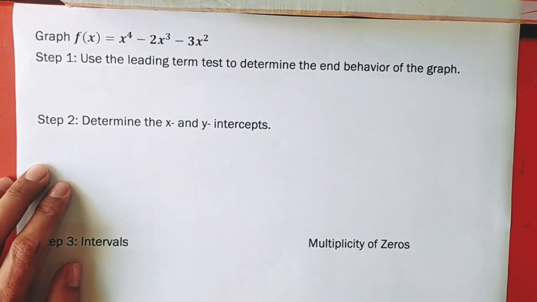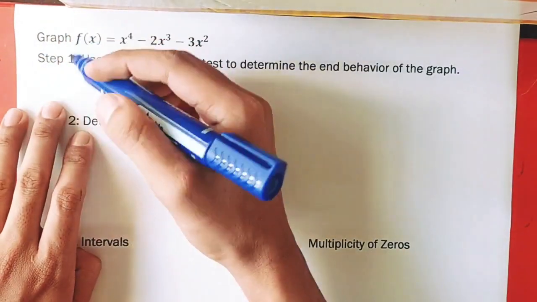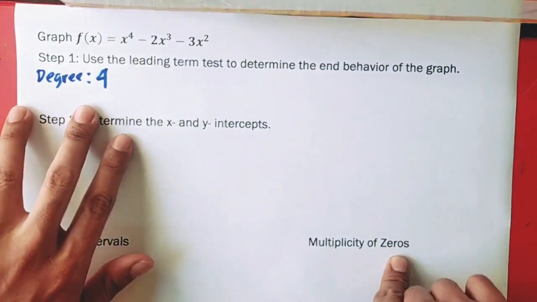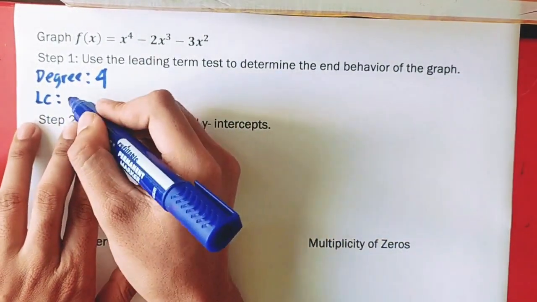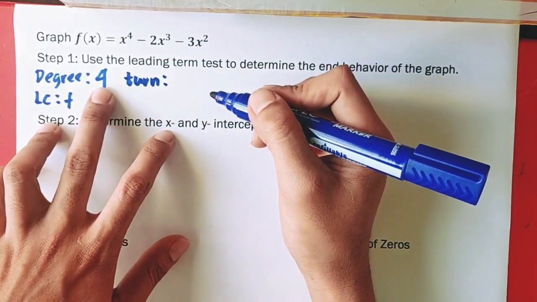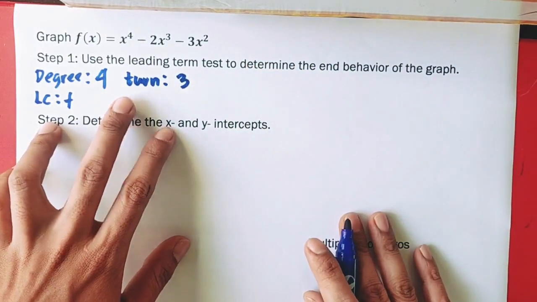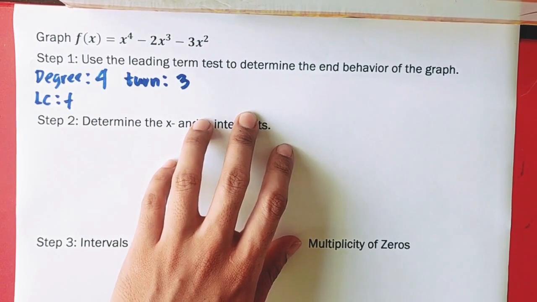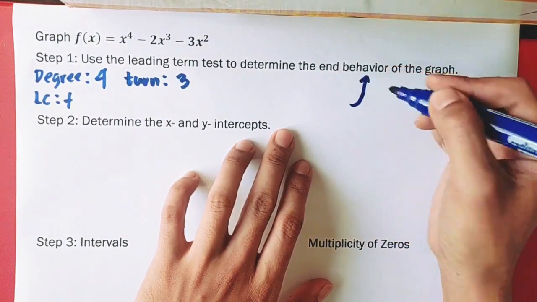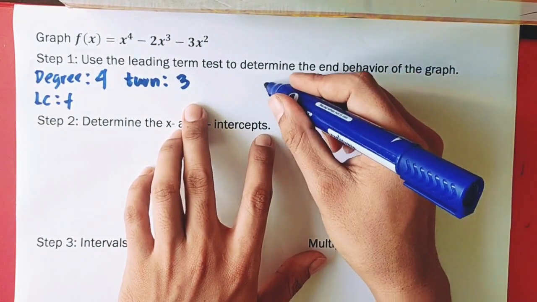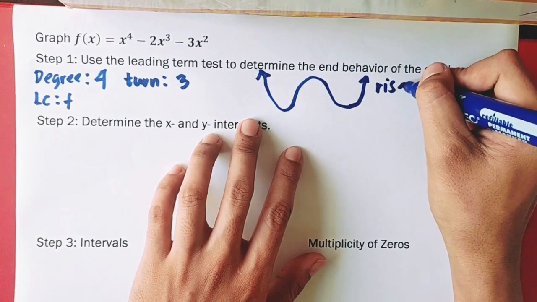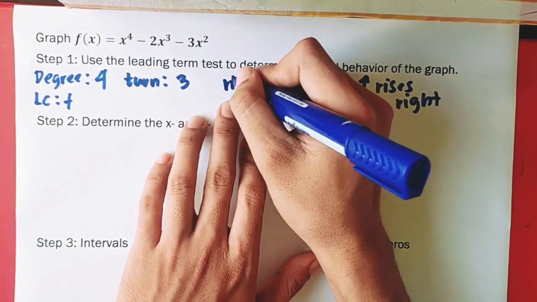So here, first, what is the degree here? The degree is 4, right? It's 4. What is the LC? The sign of the LC, it's positive 4. So it's positive. How about the turns? How many turns? So 4 minus 1, that is 3. Okay? What does the graph look like? Since LC is positive, the right tail of the graph goes up. How many turns? 3. 1, 2, 3. So the graph must rise right and rise left.